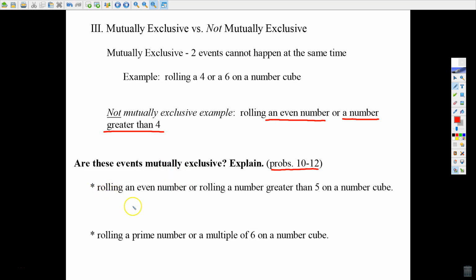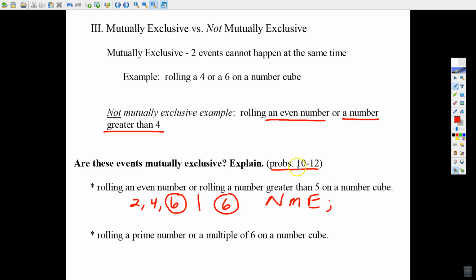So let's take my first example here, rolling an even number. Okay, so you might just go ahead and list those out. We've got just number cube, numbers 1 through 6. So rolling an even number, obviously that would be either 2, 4, or 6. Okay, or rolling a number greater than 5. Well, the only number on the number cube greater than 5 is 6. Well, we have a number that fits both of those descriptions. So we're going to say that this is not mutually exclusive.